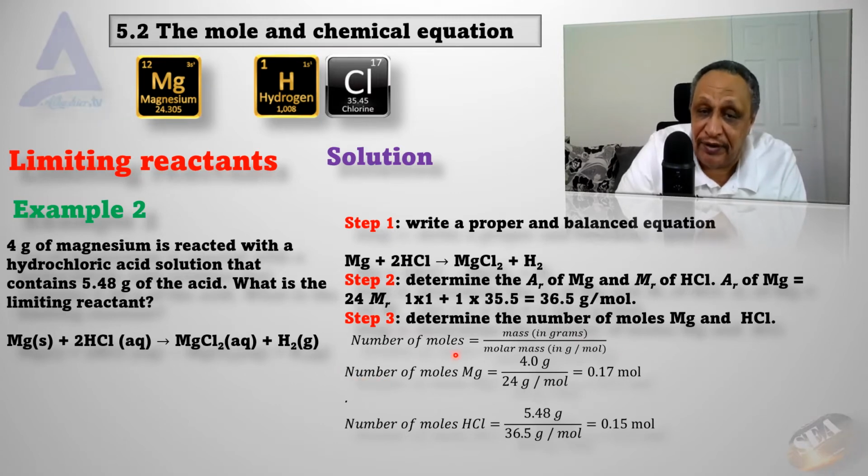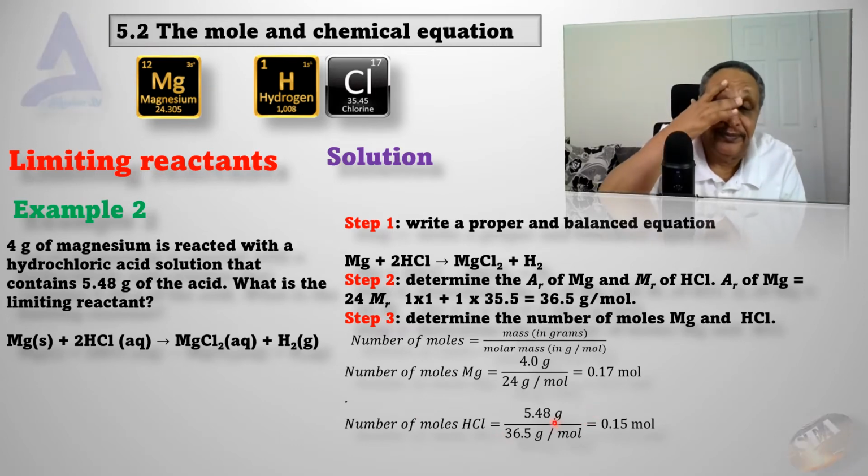Now, for the magnesium, I have 4 grams of magnesium. So 4 grams of magnesium over 24 equals 0.17. It is not grams per mole, it is just moles. This is the number of moles that I want. And the number of moles here is also about 0.15.